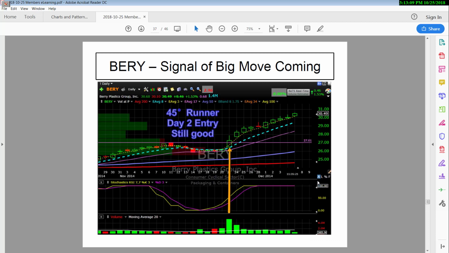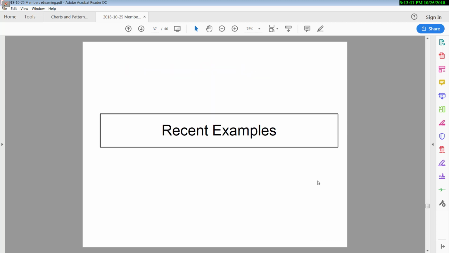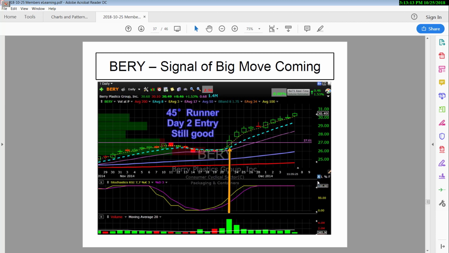Barry, 45-degree runner. This is on a daily chart. Okay. When it gets above 27, it's time to buy. That could have been on this chart here. That was the earnings day. Huge volume. But the next day it gapped up. As long as it holds the 5-minute or 15-minute opening range, you can go swing trade it and swing trade long.